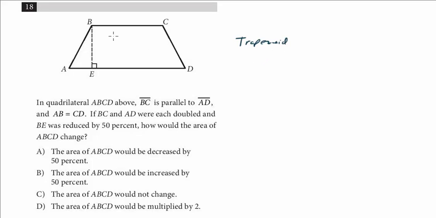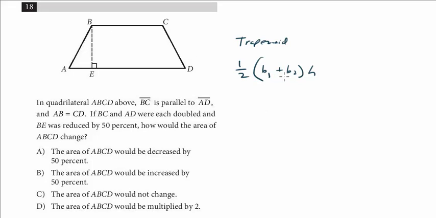The area of a trapezoid, which is a four-sided shape with a set of parallel lines, and we're told that, has the formula 1/2 times the sum of the two bases, so here is 1 and there is 1, times the height. If you know that formula, I think it's going to save time. What I mean by this is we're given these conditions: one's double, the other's reduced by 50%. Just put in a value to test it.